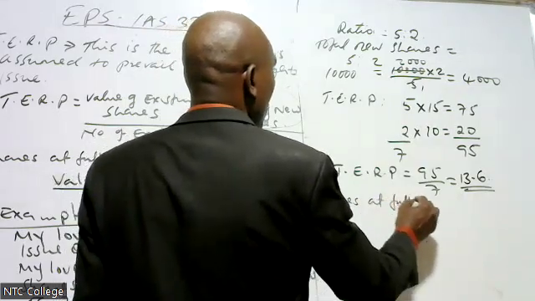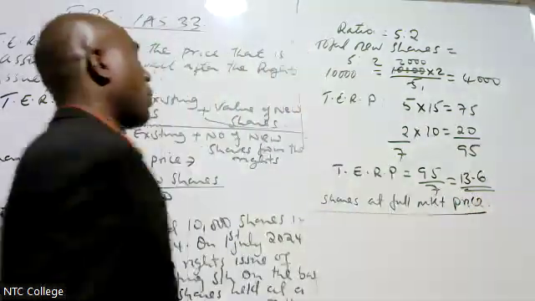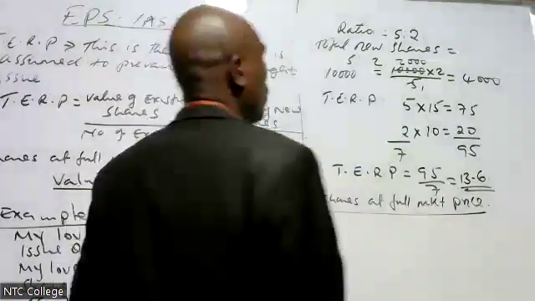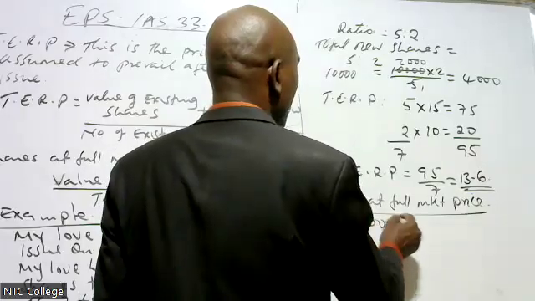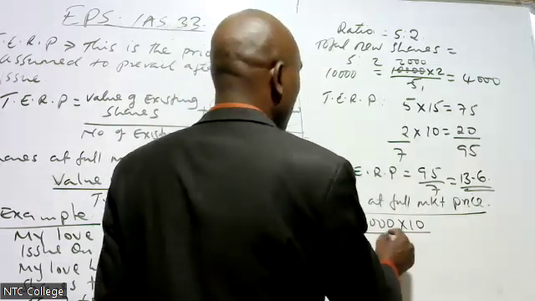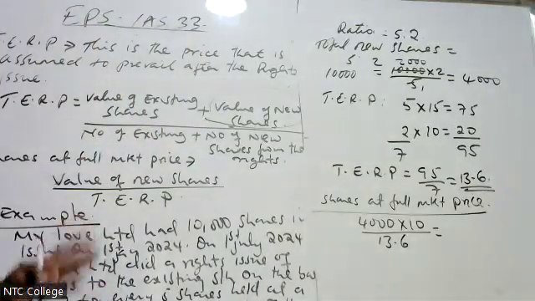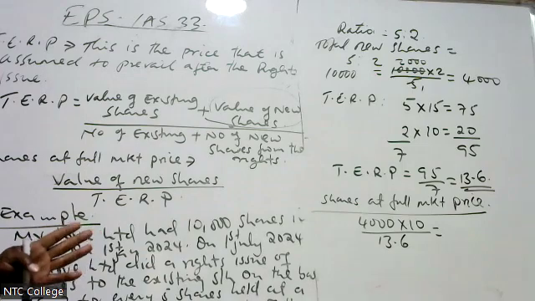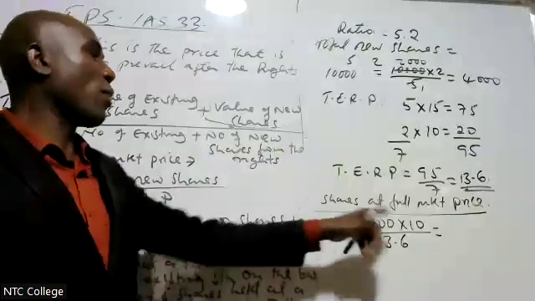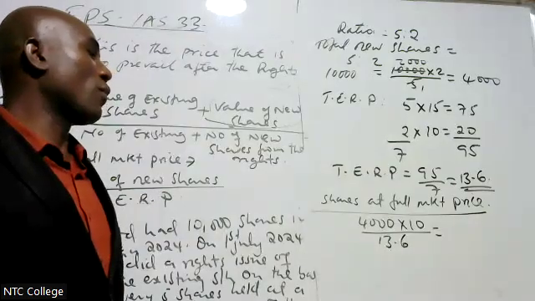Shares at full market price. How do I do it? You take the value of new shares. Value of new shares, of course, is 4,000 times shillings 10 divided by 13.6, the theoretical ex-rights price. Why am I taking 4,000 times 10? Remember, total new shares came at shillings 10. I got 4,000 shares, but each share was issued at shillings 10. Therefore, you get the total value of new shares.